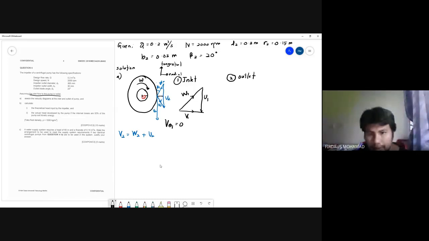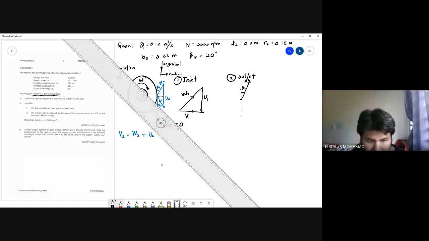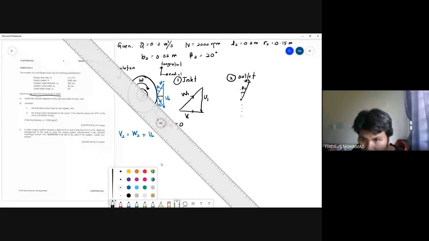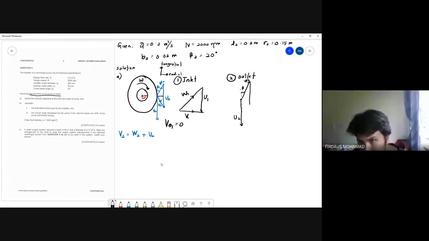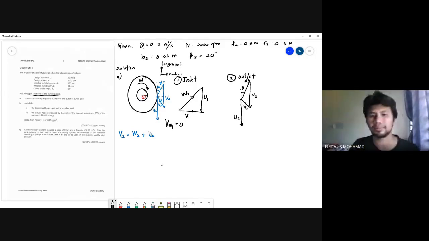So we can redraw it here. We have W2 with beta 2, and then we have U2, and this is V2. Do you agree? Does anyone have something different? Any question for solution A?